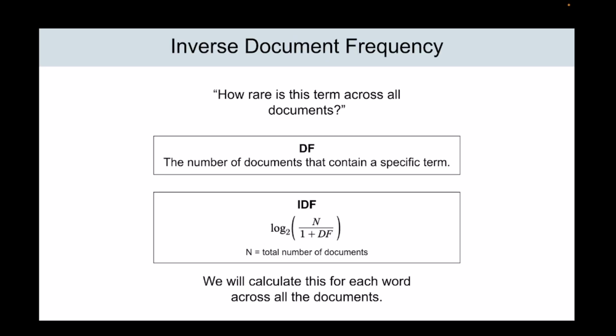The IDFs, or inverse document frequencies, are a measure of how rare a term is across all documents. To calculate this, first we'll need to calculate the document frequencies, which is simply the number of documents that contain that specific term. And then we're going to apply an IDF function to it, which will convert the document frequency into a weight. This weight essentially shrinks the influence of common words.